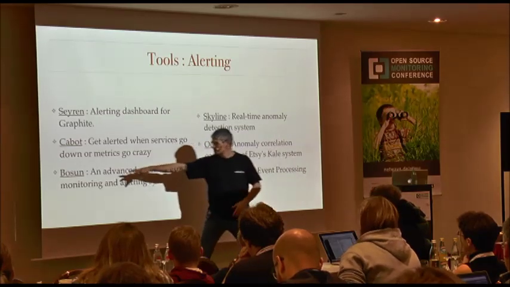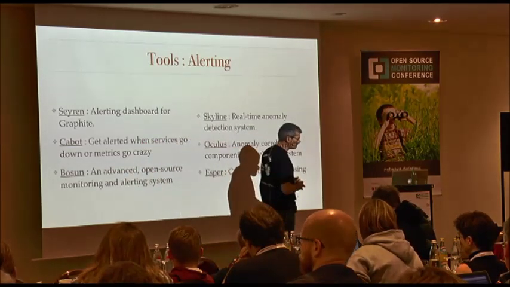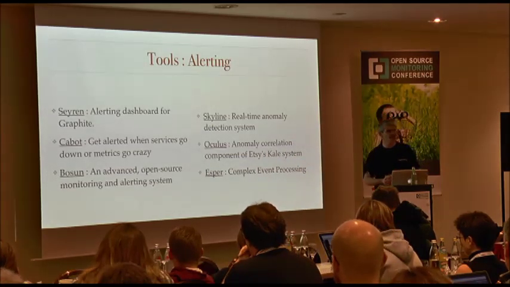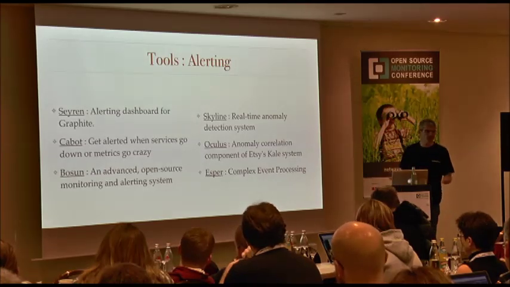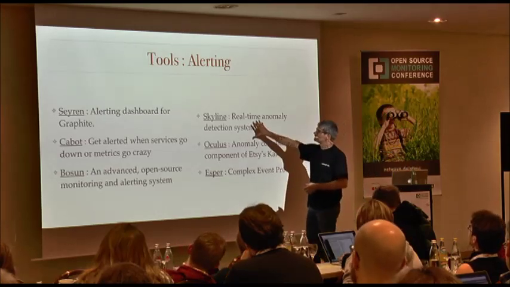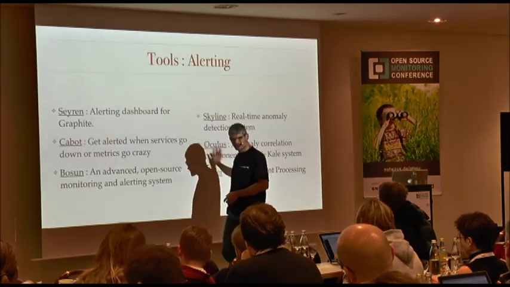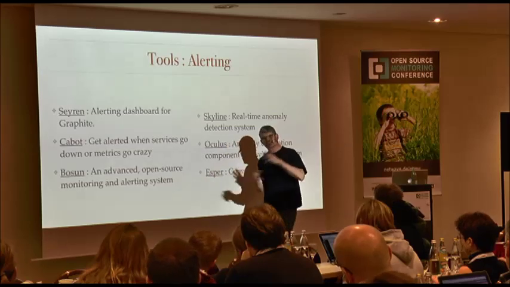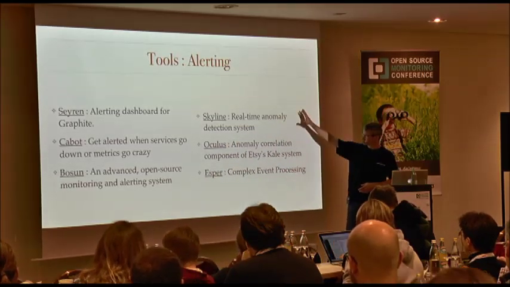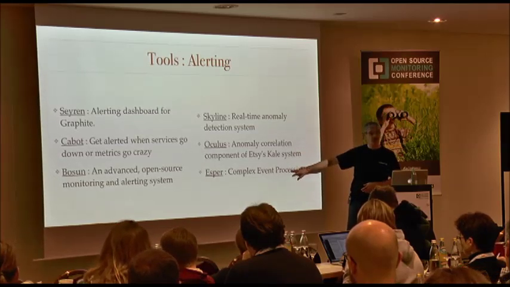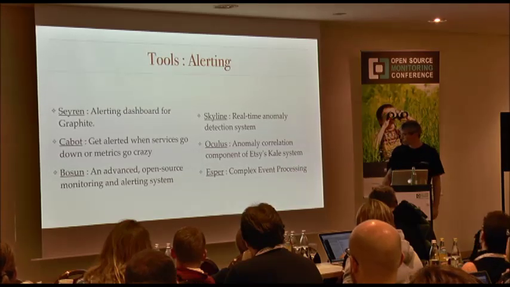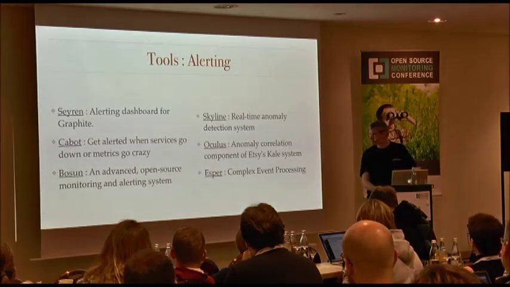Bosun is something really new. It's a Netflix monitoring solution I just discovered last week for the conference, so nothing more to say. Skyline and Oculus are not really alerting, but more correlation and so on. Esper is also in this field. I've tried Esper, but it was too difficult for me.